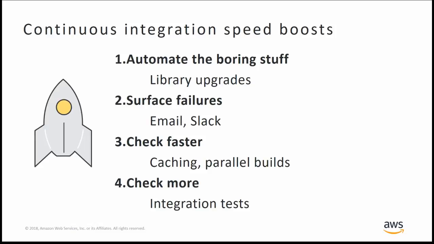We looked at caching to make the speed of the build as fast as possible, and then parallelizing builds to break up the build into parallel tasks. And then we looked at checking more. So making sure that we're running more and more deeper checks against the code base, not just unit tests in that pull request phase. So we looked at running integration tests.